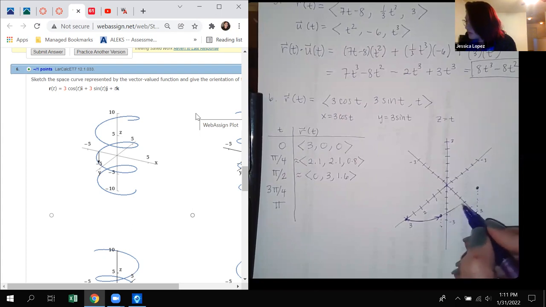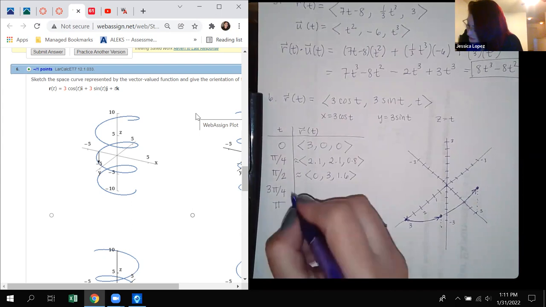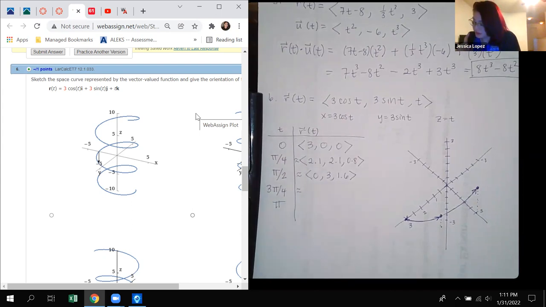So I'm still going in this direction around the circle, right? But I'm lifting it even higher now off that XY plane, okay? And let's keep going. You can kind of see what's going on, but let's just keep working at it, okay?